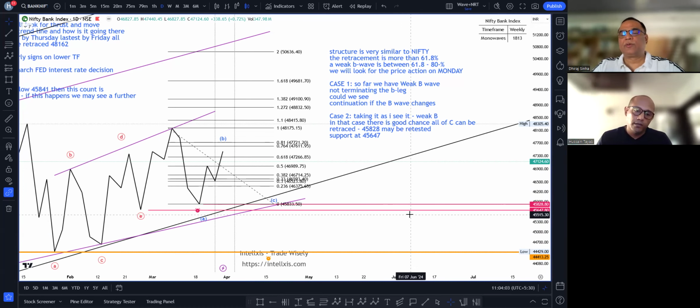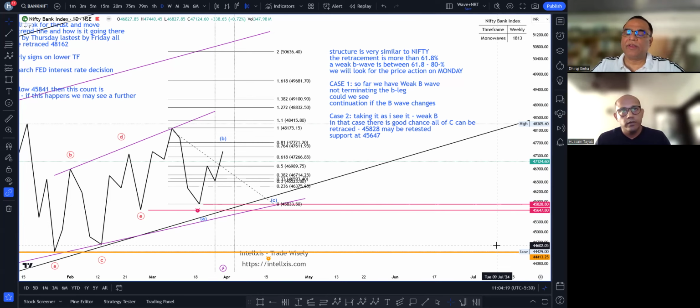So it may test 21,700 odd on Nifty and 45,800 to 600 on Bank Nifty. But if it continues and forms a stronger wave, then it may not retrace that completely, and we will end up somewhere in between, ending the retracement.